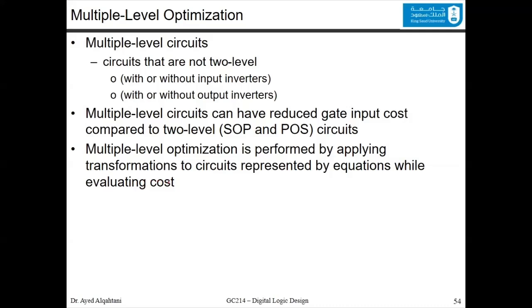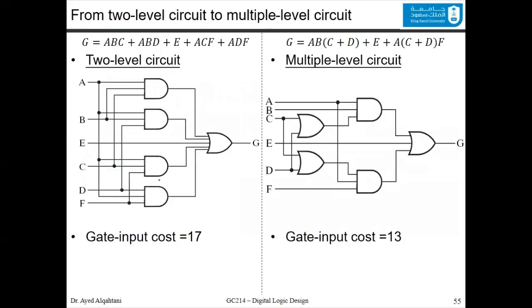Meaning, starting from a certain two-level circuit, you will try to reduce the cost even further by using some manipulations to reduce, for example, the number of literals. So let's see it in this example. If you have G is equal to ABC or ABD or E or ACF or ADF.